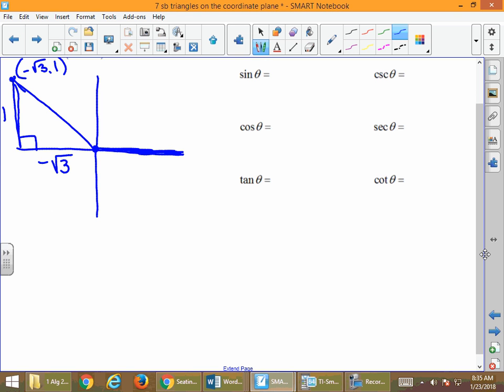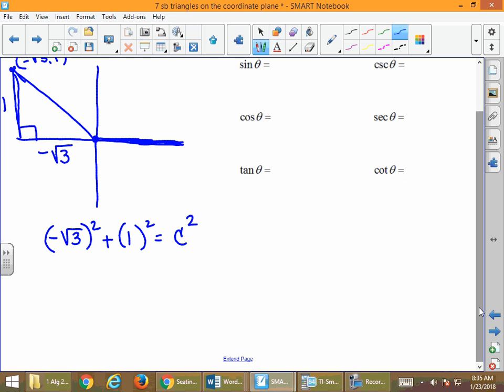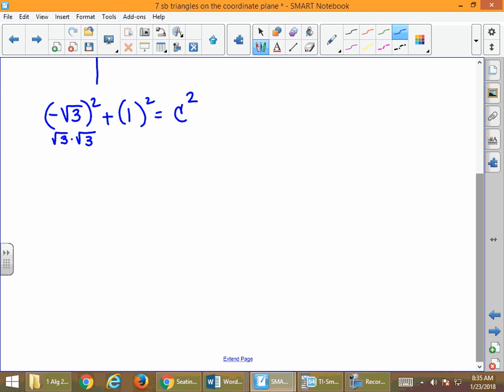Sometimes I like to say that it's side squared plus side squared equals hypotenuse squared. Again, I'll call the hypotenuse c. Negative squared becomes positive. Square root of 3 times square root of 3, if you need to write it, is square root of 3 times square root of 3. Well, there's 2 of the same. Take out 1. Square root of 3 squared is simply 3.